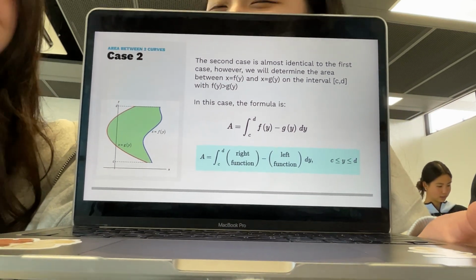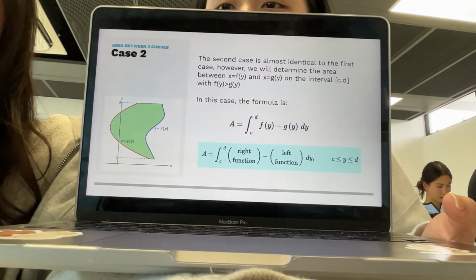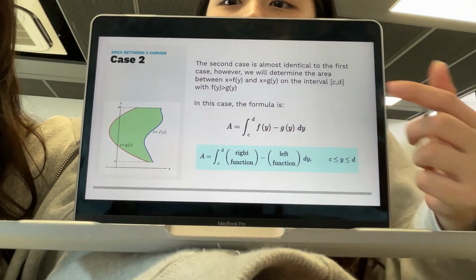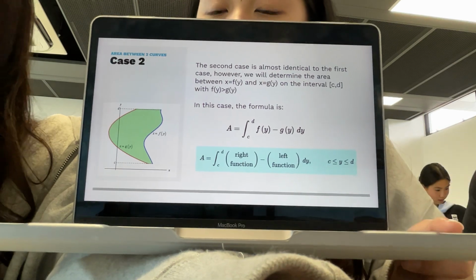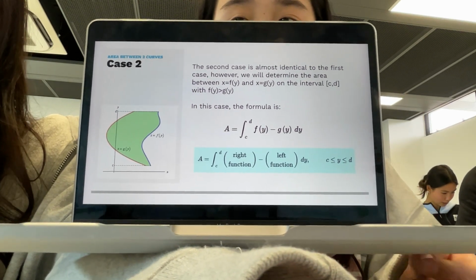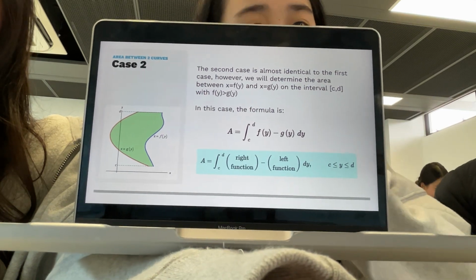And remember, every time you integrate the function, you have to substitute in your corresponding coordinates, which are c and d in this scenario. It's where it's bound on each respective axis.